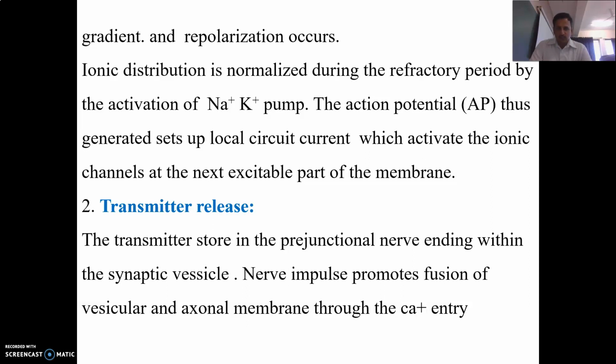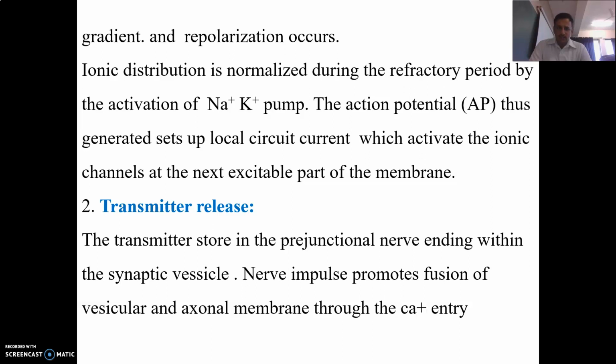In sodium channels, only sodium ion movement will be there. In potassium channels, only the movement of potassium ions will be there. Then, the next step: the action potential thus generated sets up a local action potential, which means the movement of the ions will get started.